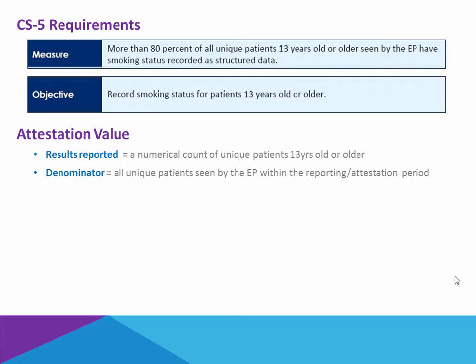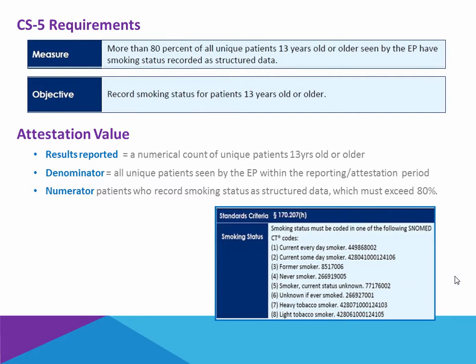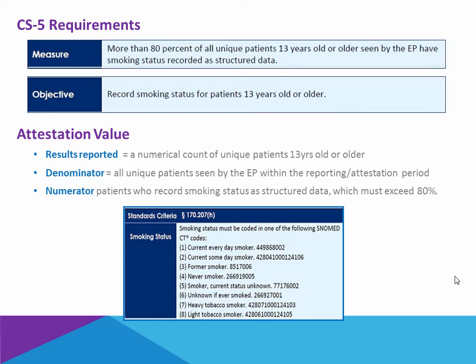The denominator is all unique patients over the age of 13 who are seen by the doctor within the reporting period and prior to attestation. The numerator will be the number of those patients who are queried for their smoking status, and the smoking status is actually linked to a SNOMED code.